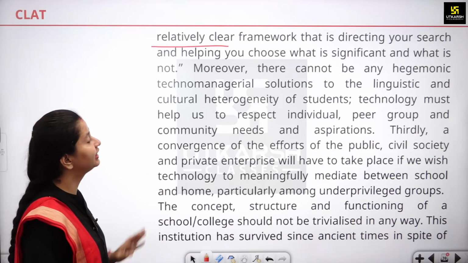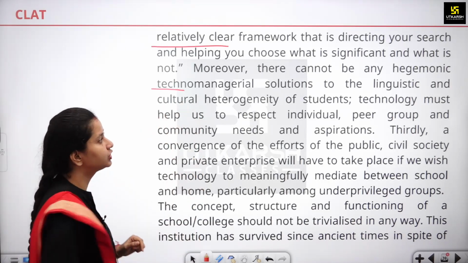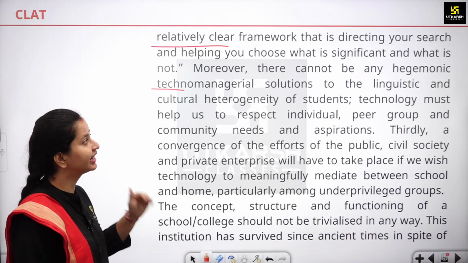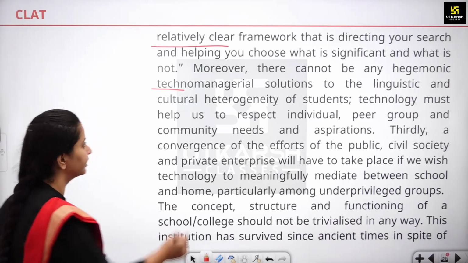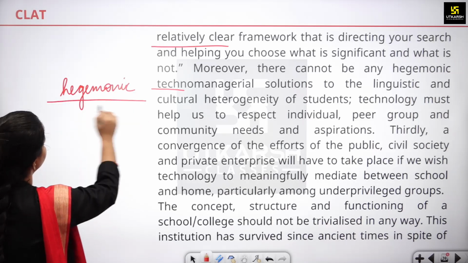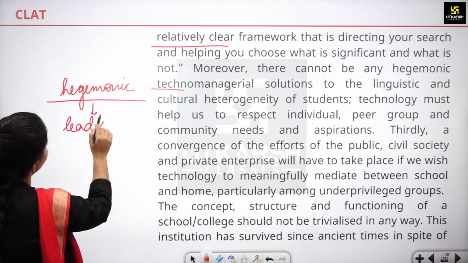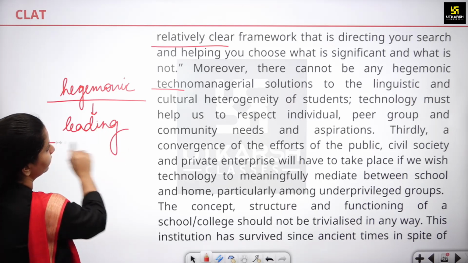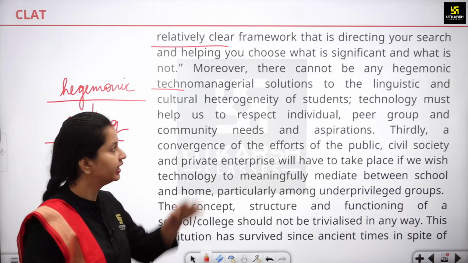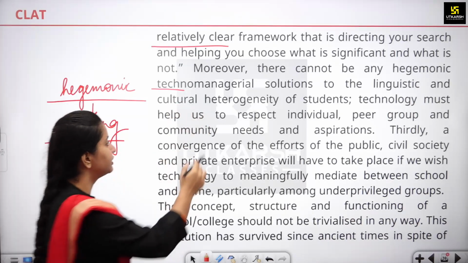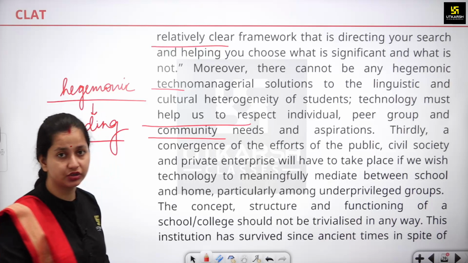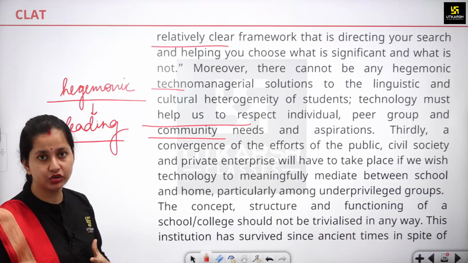Now, moreover, there cannot be any hegemonic techno-managerial solutions to the linguistic and cultural heterogeneity of students. Hegemonic means leading technological solution to the linguistic and cultural heterogeneity. Heterogeneity means different types. It's called heterogeneity of students. Technology must help us to respect individual, peer group and community needs and aspirations. Technology must be beneficial to all of us.